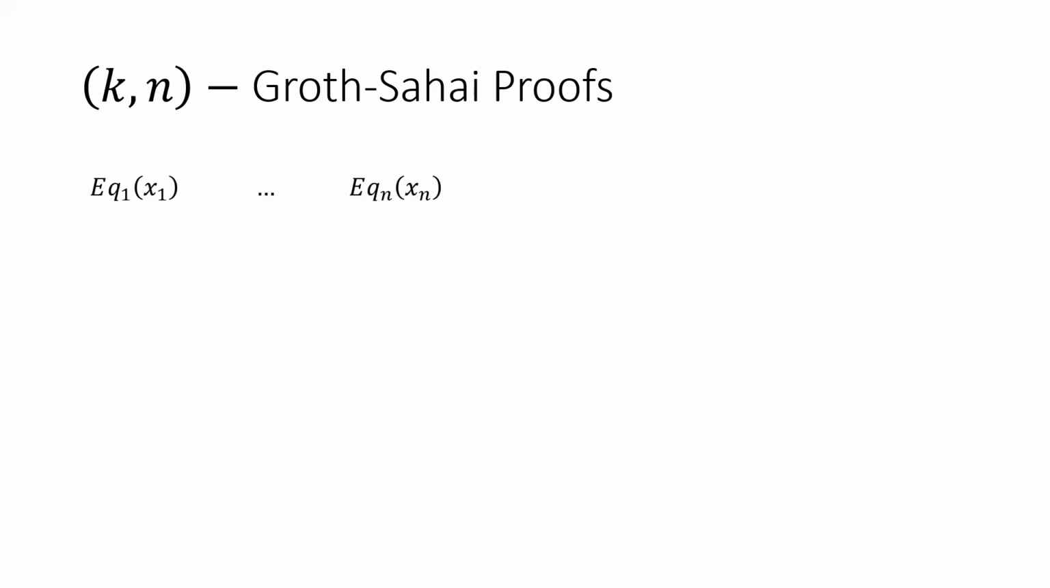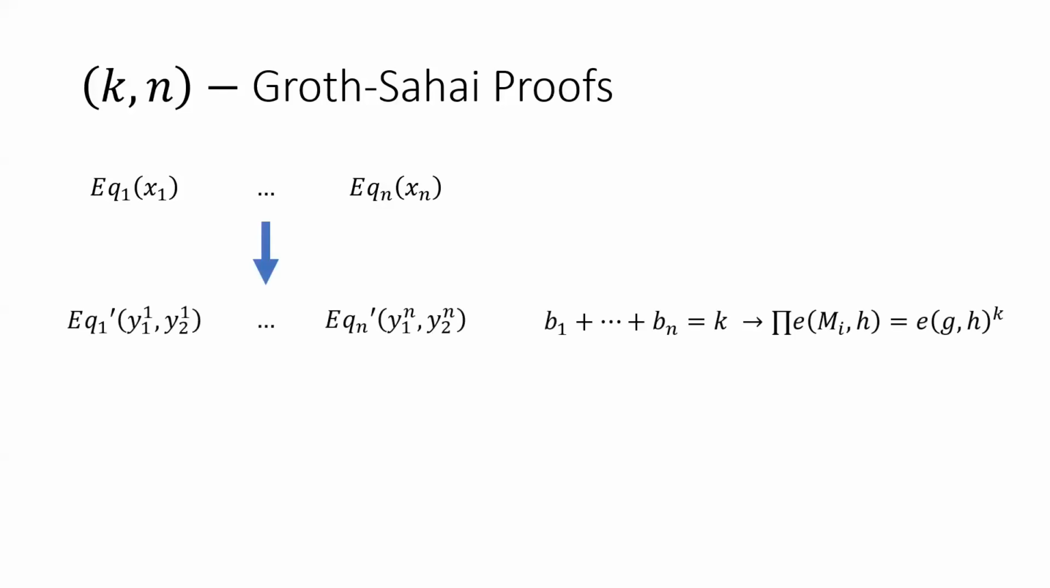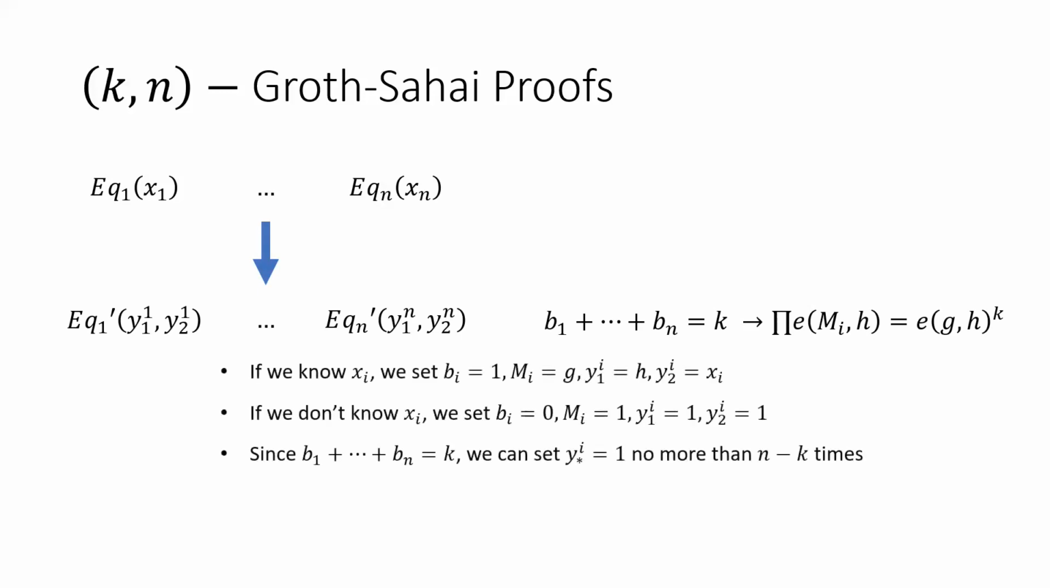So to get a k out of n proof, we use this fact. You start from n instances. You modify the n instances as I've shown before, and you add an additional equation in which you prove that all the bi sum to k. So this in turn is this pairing product equation. It's not really important. And now basically the value of the bi is constrained. So we can have at most k bi that are equal to 1, and we will have n minus k bi that are equal to 0.